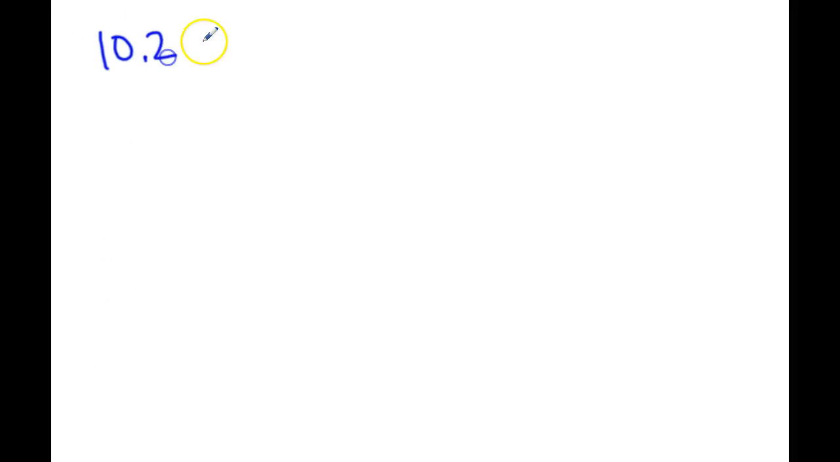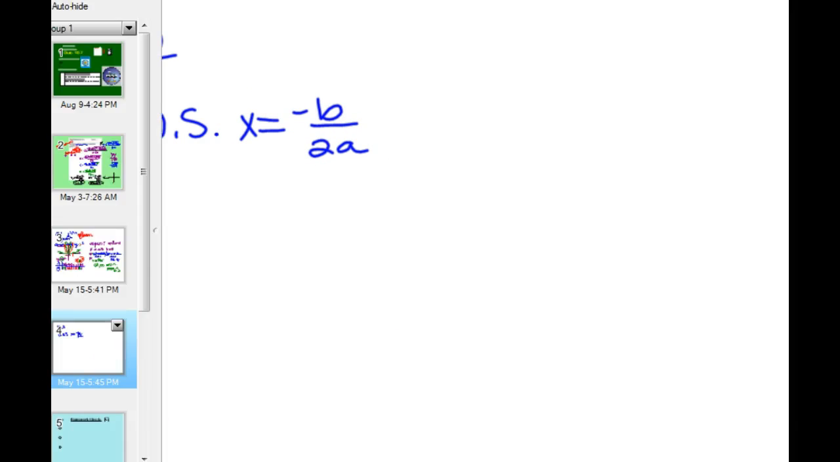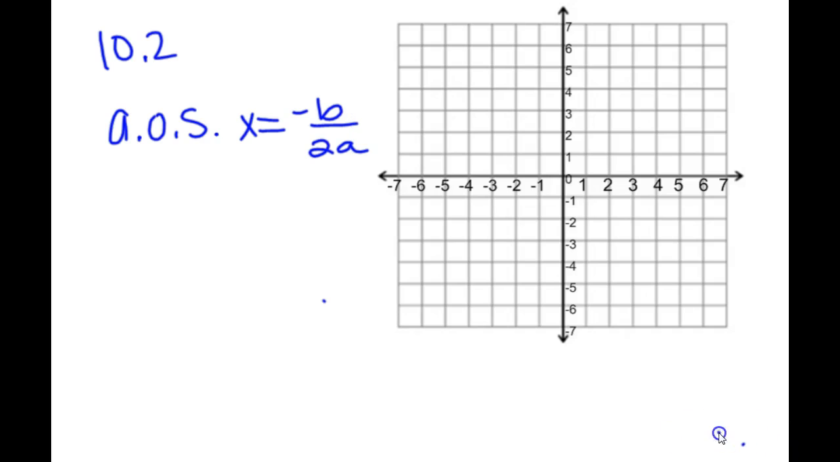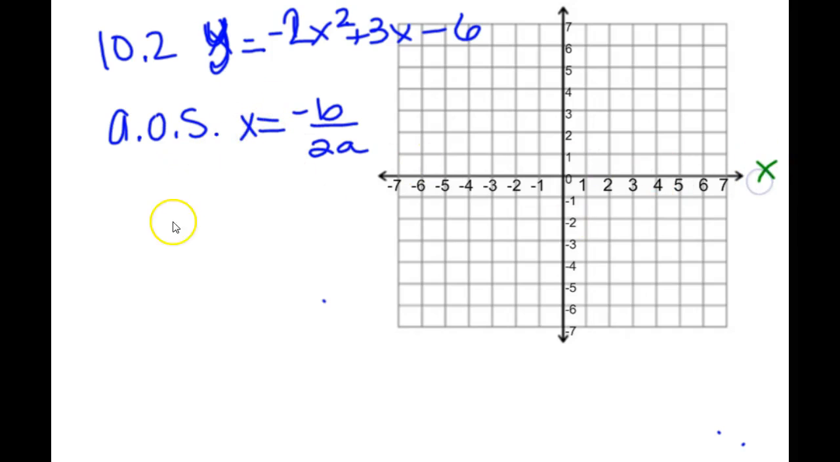Then 10.2, we had to do the same thing, graphing, but first we needed to find our axis of symmetry, which the equation for that is x equals negative b over 2a. So on our graph, we might have the equation, let's say we have y equals negative 2x squared plus 3x minus 6. So if that's our equation, we would need to find our axis of symmetry first. Where's our graph going to fold in half?